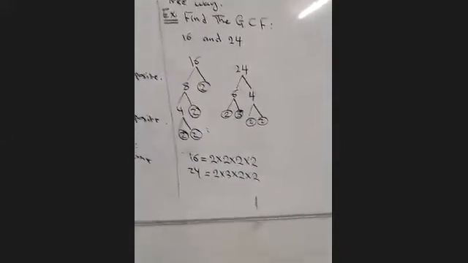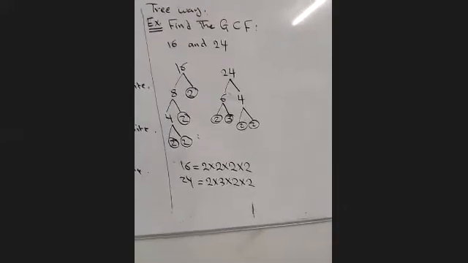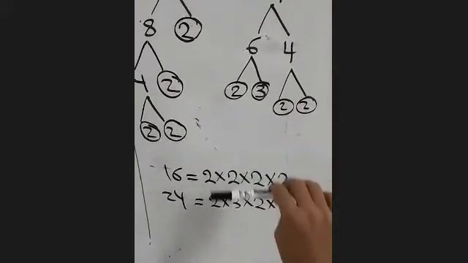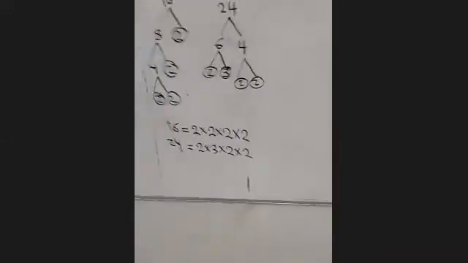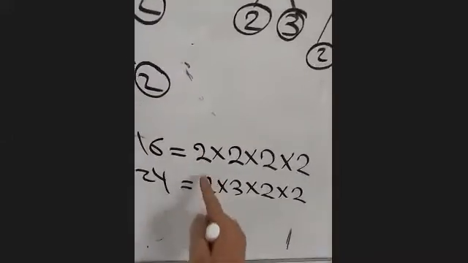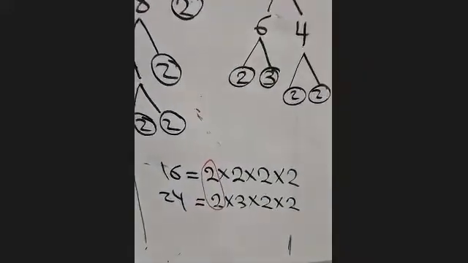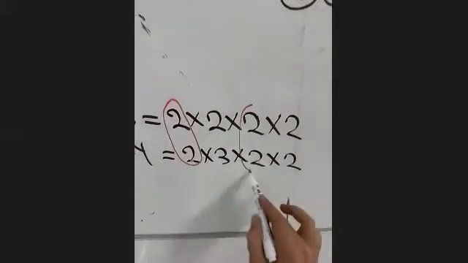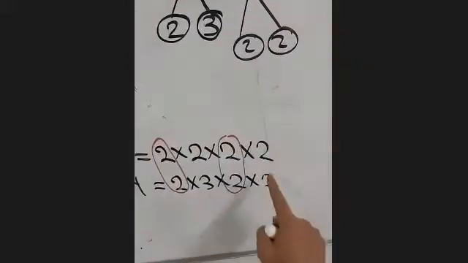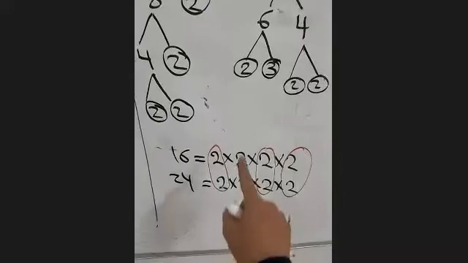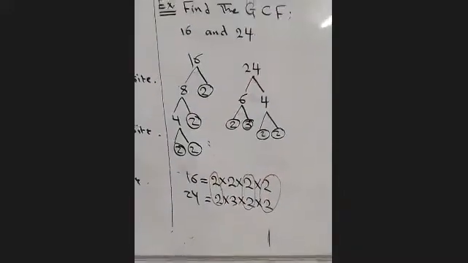Now the next step is to select the common. The common means the factors which are up and down together. Like this 2 and this 2 together, it is a common factor. This 2 and this 2, it is a common factor. This 2 and this 2, it is a common factor, okay? So I put circles around the common numbers up and down. But the 2 and the 3, they are not common.